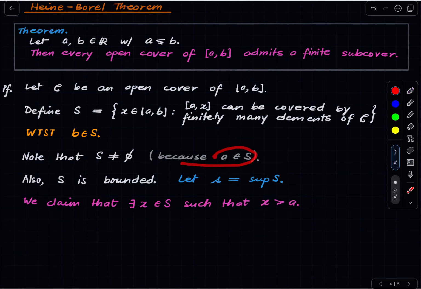We notice that A is clearly in S, but we want to show first that there is something strictly greater than A also in S. So in this closed interval, there is some point, something greater than A, such that this entire closed interval is contained in the union of finitely many elements of fancy C. Again, this is also very simple.